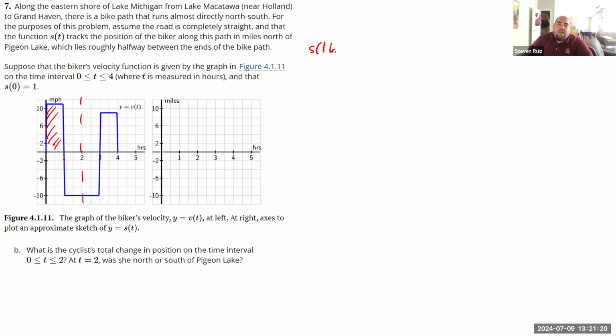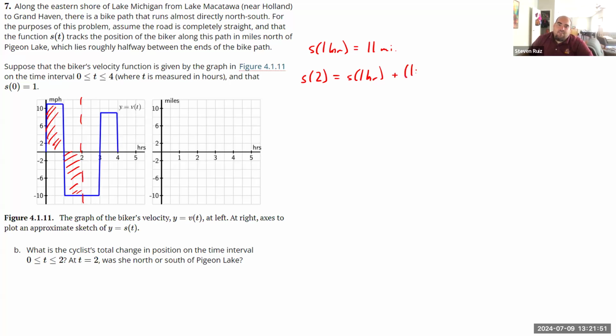We know that at 1 hour, she was how far away? She was 11 miles north of Pigeon Lake. So then what does she do in the next hour after that? So what is her position at 2 hours? Well, it's going to be equal to whatever her position was at 1 hour, plus this change in position that happened from hour 1 to hour 2. And that'll come from calculating this area.